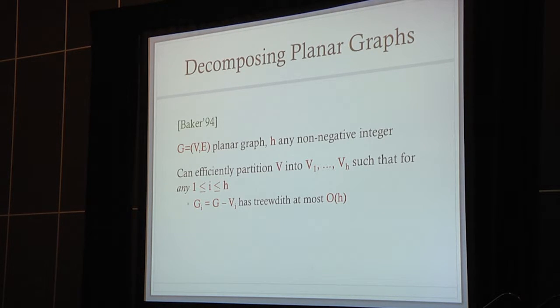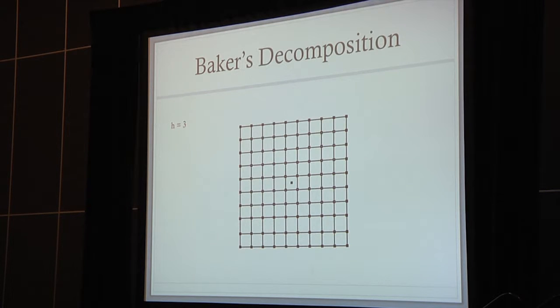It's very simple, right, in retrospect. Here is how she does it. So let's take what's a hard graph for planar graphs in terms of tree width, a grid. So let's take h equal to 3. What do I want to do? I want to partition the graph into 3 pieces, so that if I remove any one of them, the resulting graph has small tree width. Okay? So this is how she did it.